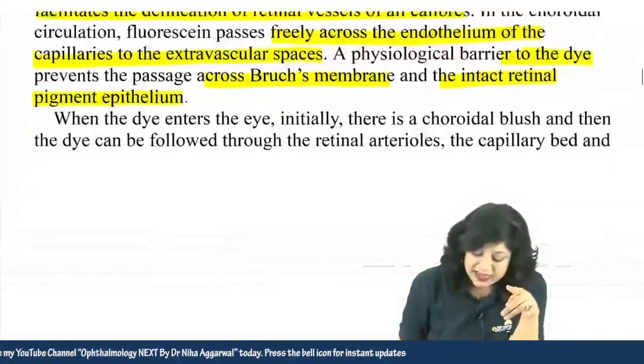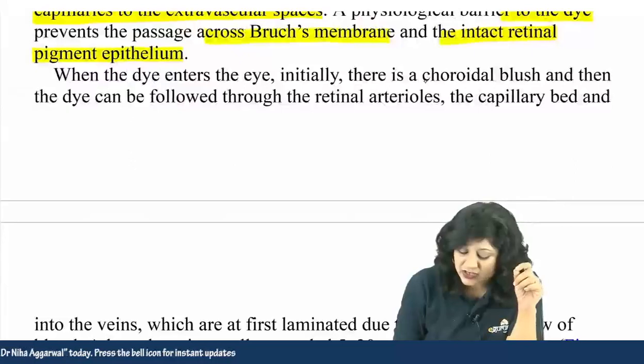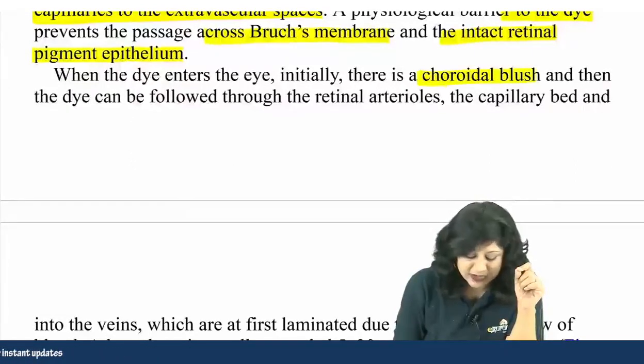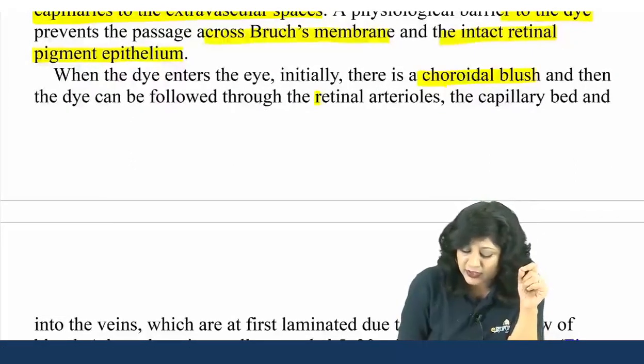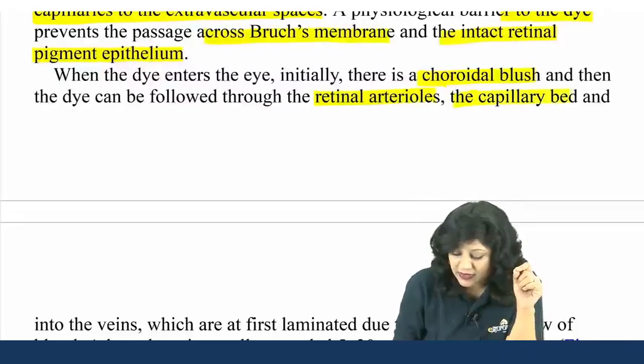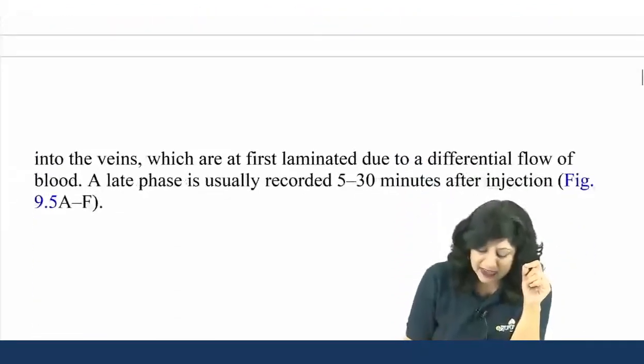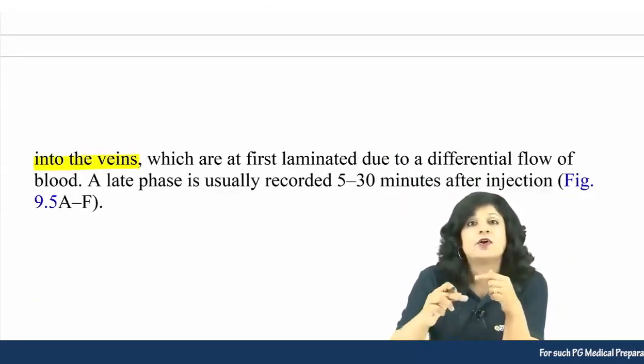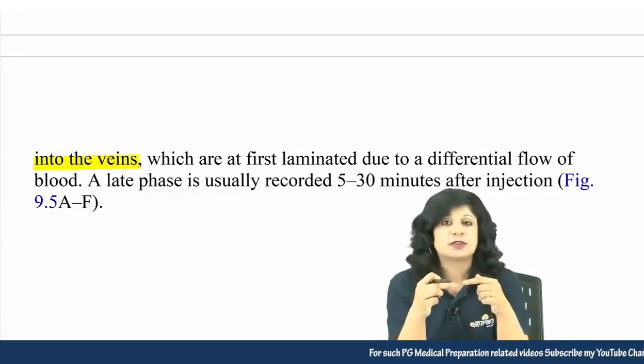Now when the dye enters the eye, initially it reaches the choroid. There is a choroidal blush, and then the dye can be followed through the retinal arterioles. Then we have the capillary bed, then into the veins. This is the order in which it goes, because the most vascular part of the eye is the choroid.